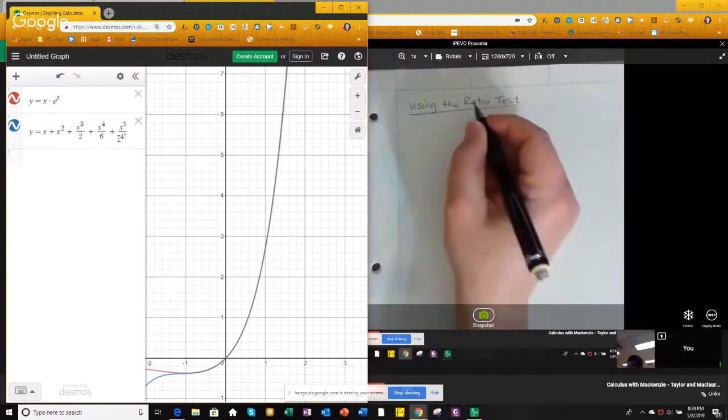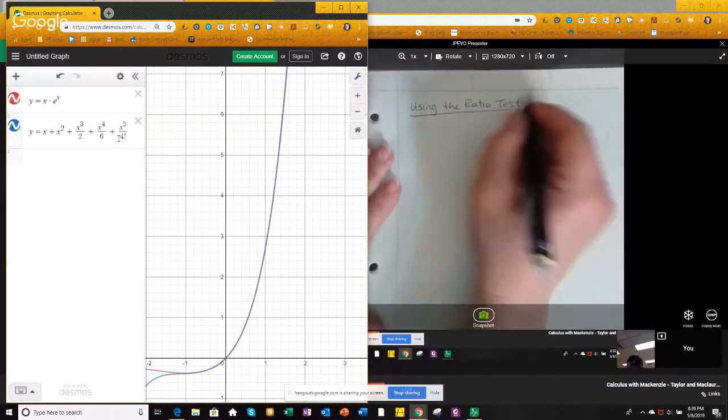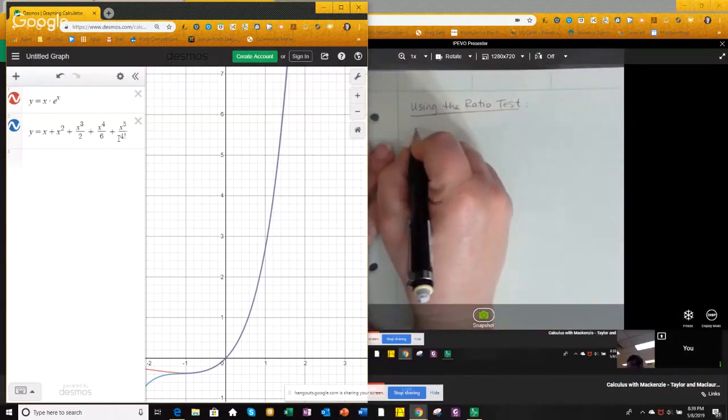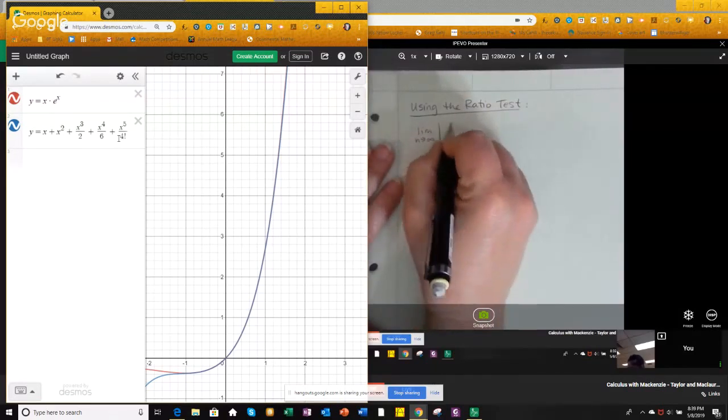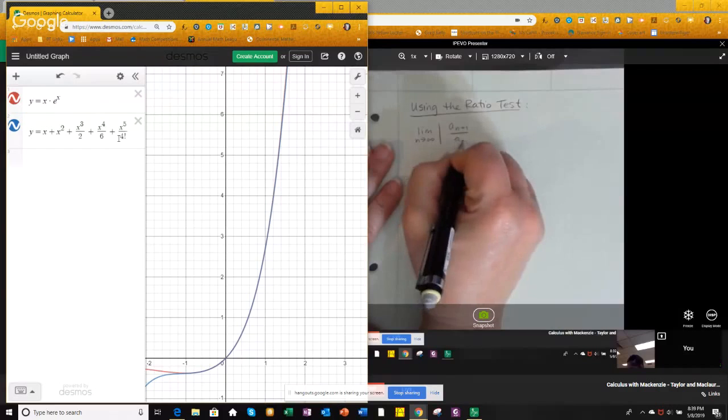I did suggest it. I should probably do it with you. That would be the nice thing to do. So we could say the limit as n goes to infinity of the absolute value of a sub n plus 1 over a sub n.